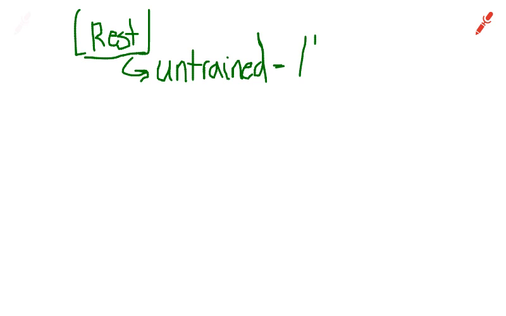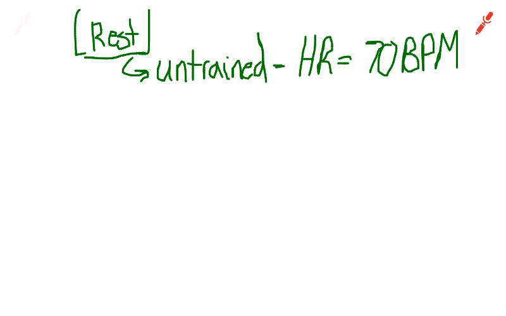But an unfit athlete, if you just take their heart rate, will probably be around 70 beats per minute. Now this is normal. Nothing's wrong with 70 beats per minute.